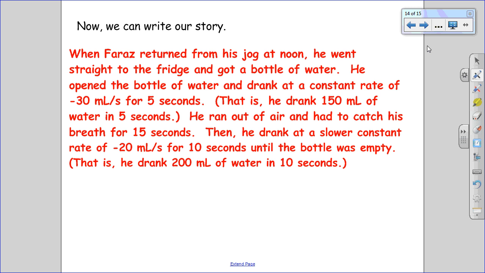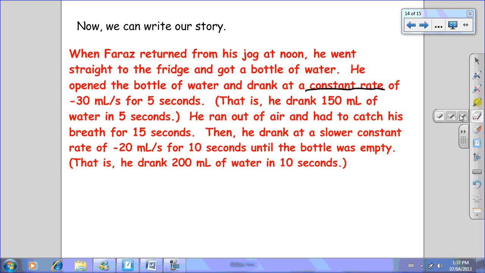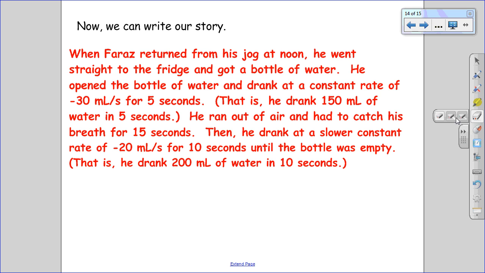Okay? If we want to write our story, we need to talk about Faraz returning from his jog at noon. He went straight to the fridge and got a bottle of water. And that's where they left off. The important part was he opened the bottle of water and drank at a constant rate. We can add the constant rate information to the story because it's linear. And now we can add the rate. It was negative 30 milliliters per second, and we can tell them how long he did it because he did it over 5 seconds. He ran out of air drinking and had to catch his breath.